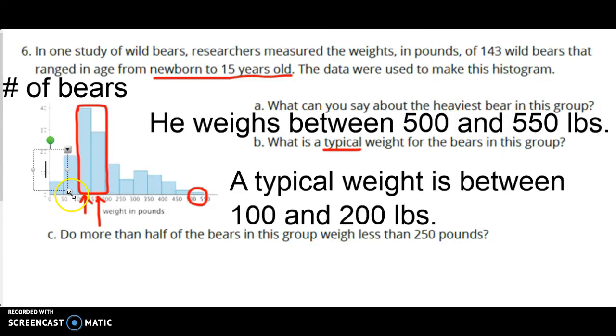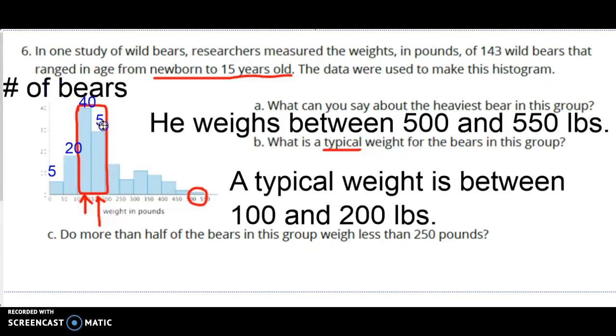Okay, so between 0 and 50, I've got about 5 bears. Between 50 and 100, I've got about 20 bears. Between 100 and 150, I've got 40 bears. Between 150 and 200, I've got about 30 bears. Between 200 and 250, looks like I've got maybe 15 bears. I'm going to stop there.